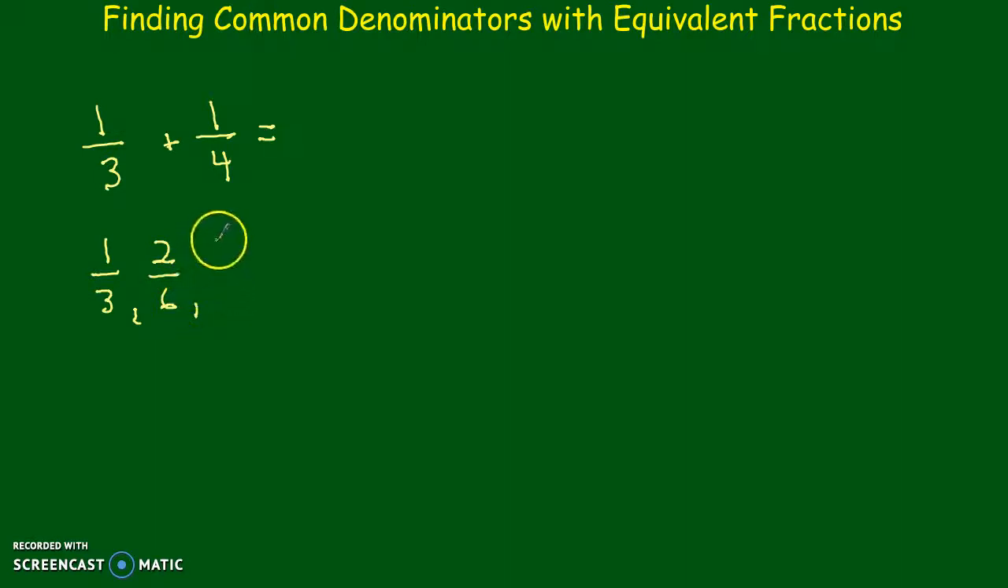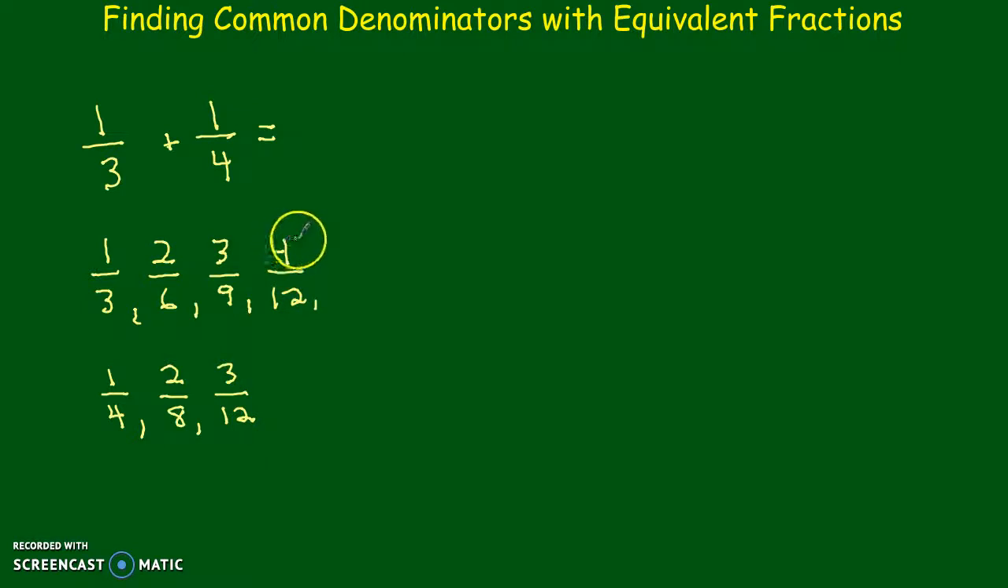Then another equivalent fraction would be 3/9, because 1/3 times 3/3. And another one would be 4/12. Now I'm going to stop there for now. We might need to add more later, but now I'm going to look at 1/4 and find some equivalent fractions for 1/4. So 1/4 times 2/2 would be 2/8. Then times 3/3 would be 3/12. Now, looking at the denominators, I can see that 4/12 and 3/12 have a common denominator.